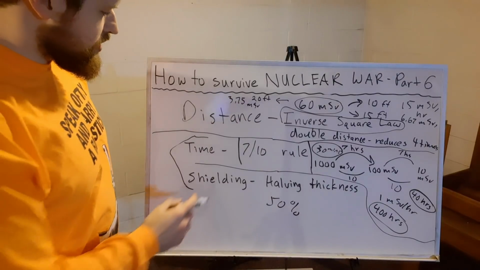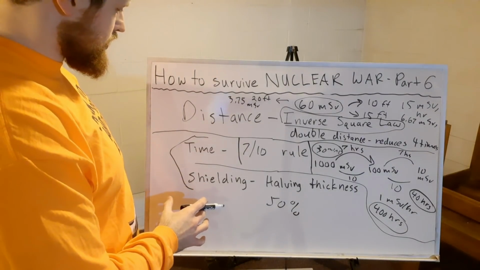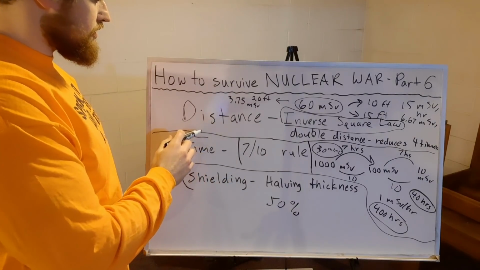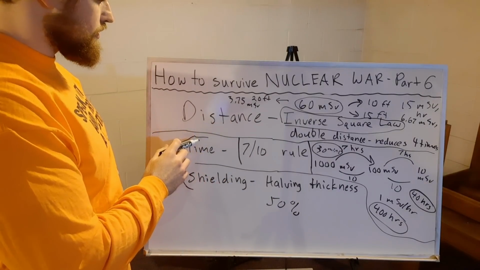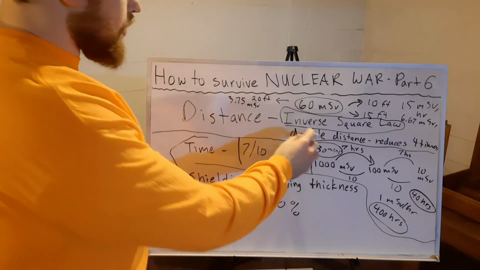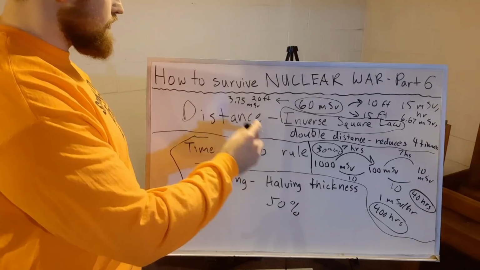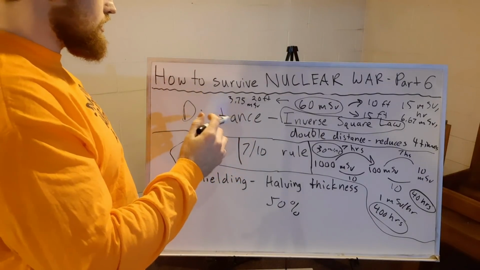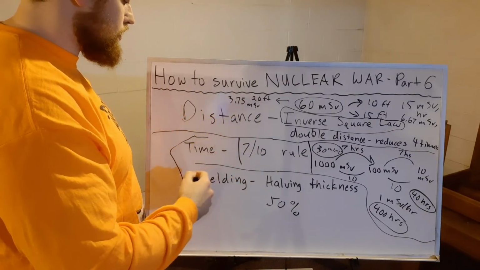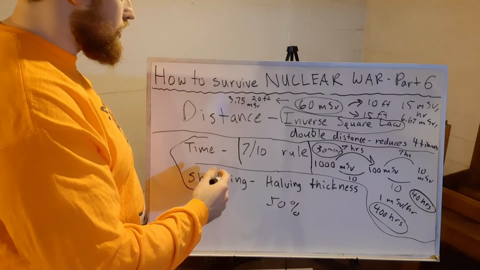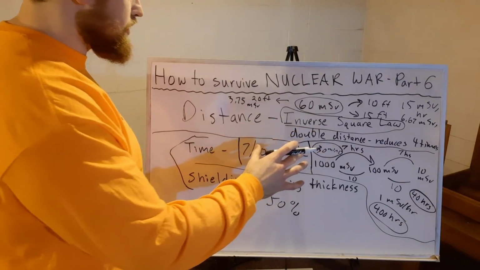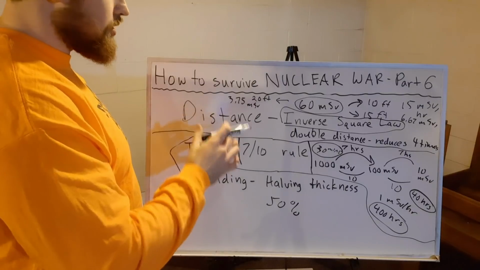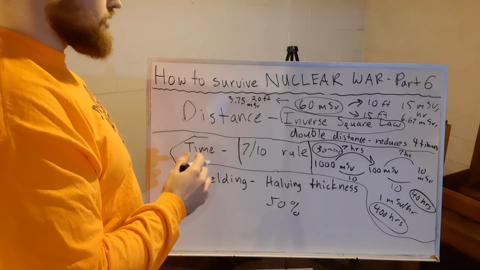And the reason why shielding is so important is because without shielding, time and distance are not going to be enough, okay? Even if you quadruple your distance, if you're in an area where there's a very high level of radiation and you don't have any shielding at all, even if you quadruple the distance, it may not be enough, okay? You're still going to get a lot of radiation.